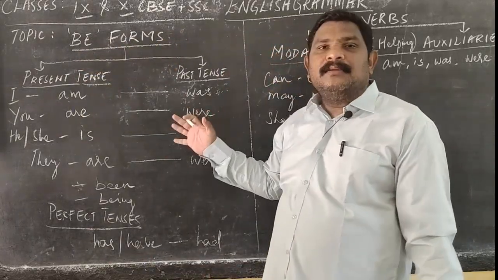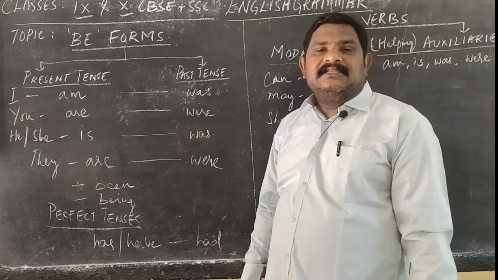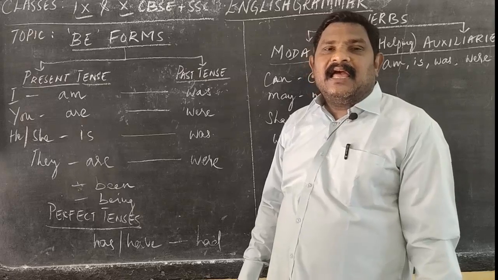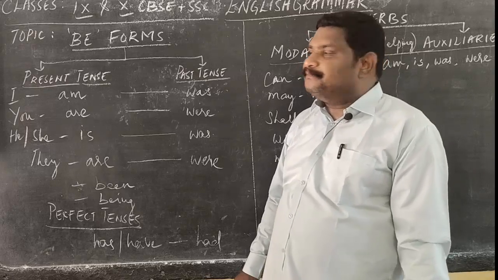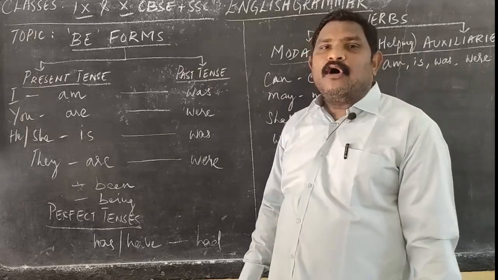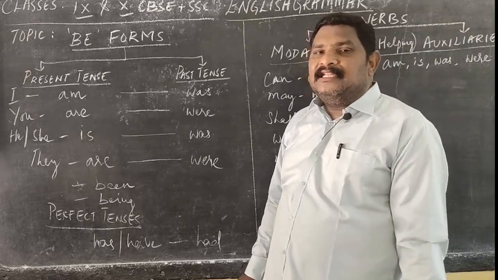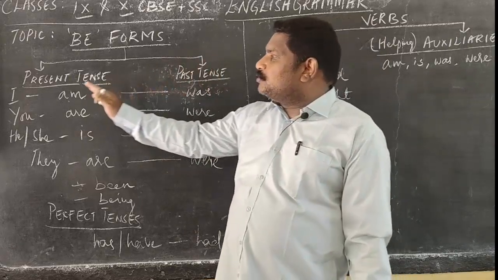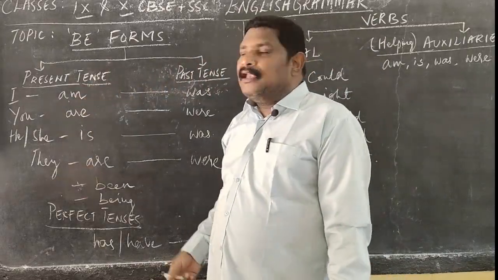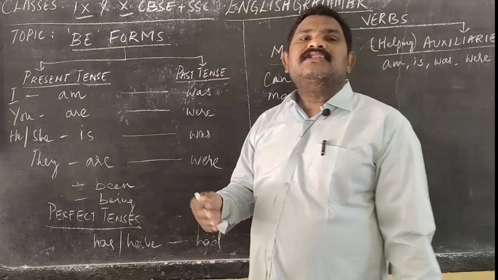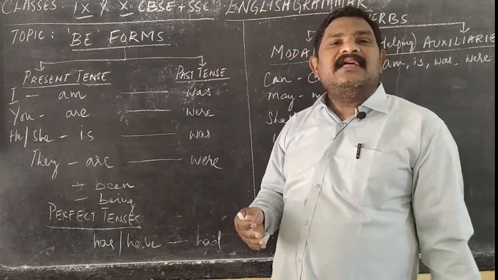I have already written it on the board so that you can look at the board and try to learn and remember something. Now these be forms are basically categorized into two categories, classified into two according to the tense. We make use of these be forms in our sentences situationally, based on the tense.